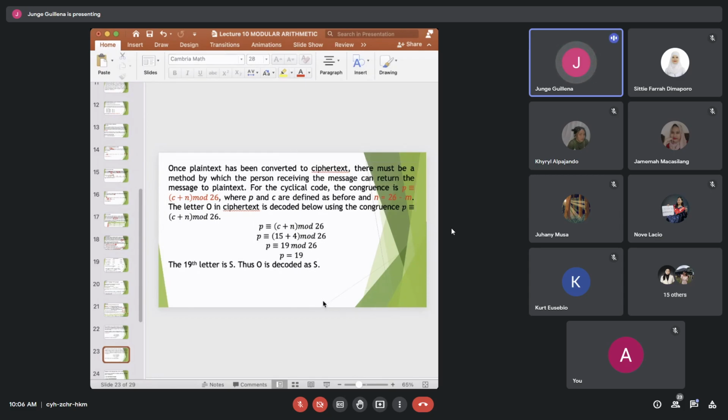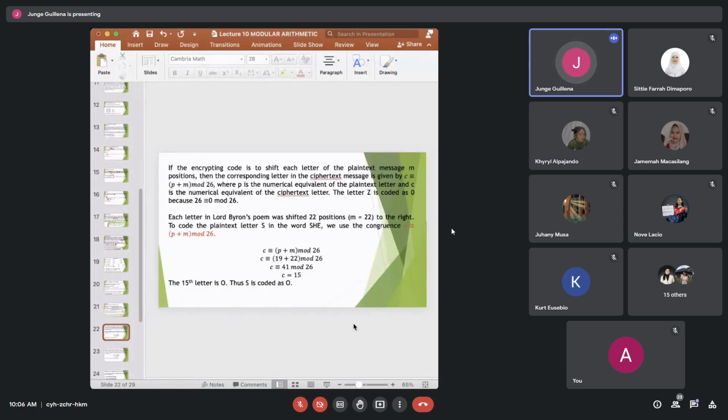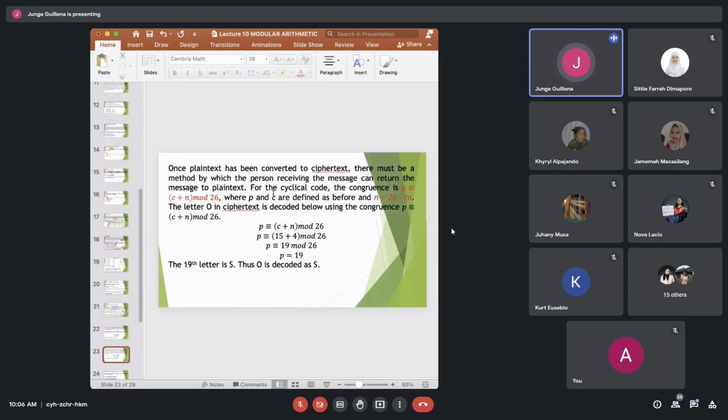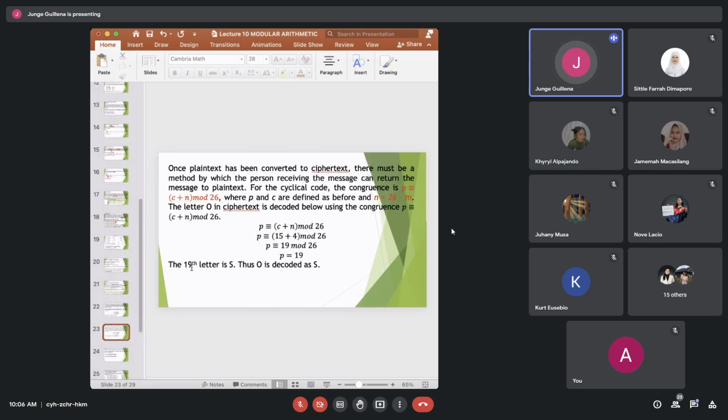Because it is the 19th, if you look at the table, it is letter S. So the ciphertext letter O is letter S, and the ciphertext equivalent of S is O. In this case, you have 15 plus 4, 19. The 19th letter is S. The O is decoded as S. So our O earlier, when returned to plaintext, is equivalent to letter S.